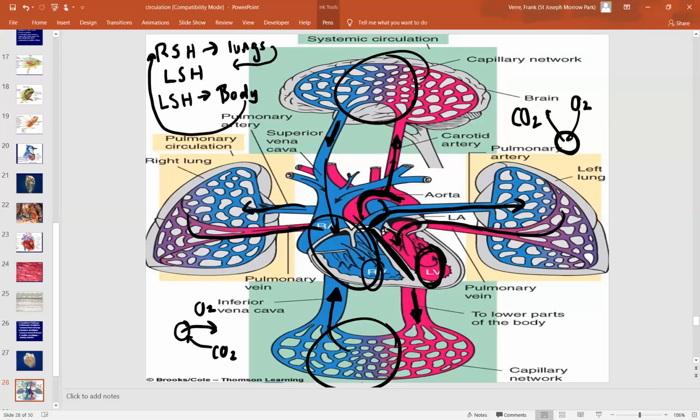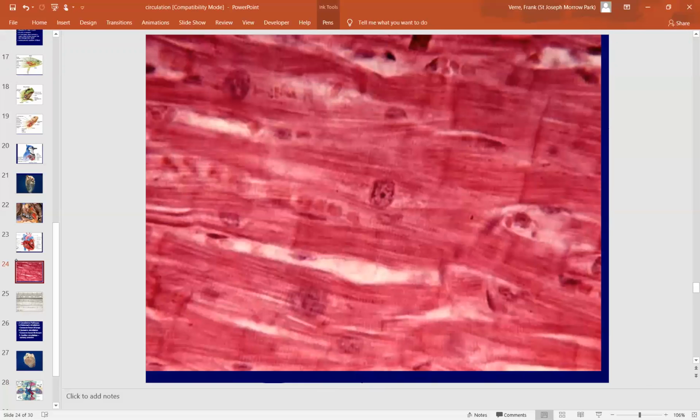This is an image of cardiac muscle. Remember, it kind of looks like skeletal muscle. You go back to your slides on the different types of tissues. Remember, we looked at the three: smooth muscle, cardiac, and skeletal. Cardiac kind of looks like skeletal, although there's a big difference between the two.